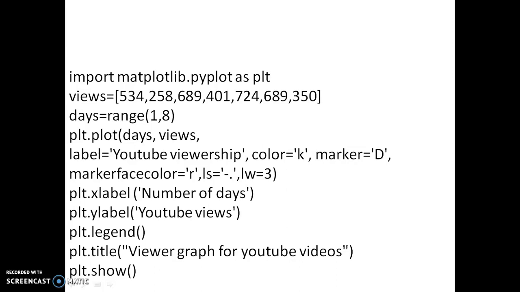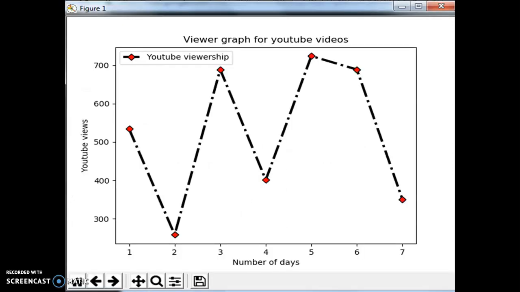You can go to the internet. You can find various types of colors that you can use while writing a program. You will get the code of all these colors. Marker is D. D stands for, as I said, diamond. Marker face color is red. What does it mean? It means firstly the x-axis is number of days, then the y-axis is the range of the viewership, then, as I said, diamond should be the marker and the color should be red. This is the diamond. You can use anything instead of the diamond. Line style is dashed and the width should be 3.